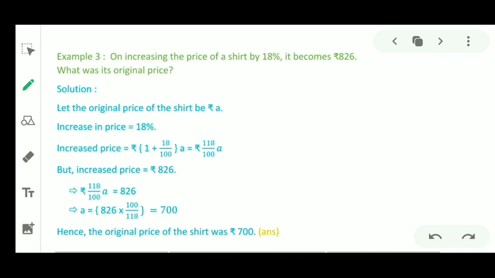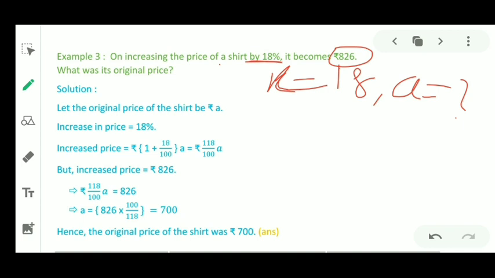On increasing the price of a shirt by 18%, it becomes 826. Then what is the original price? We have already studied this type of example in the previous class. On increasing the price of the shirt by 18%, so x is 18, and it becomes 826. That is the final number. Here we have to find A. So let the original price of the shirt be A.